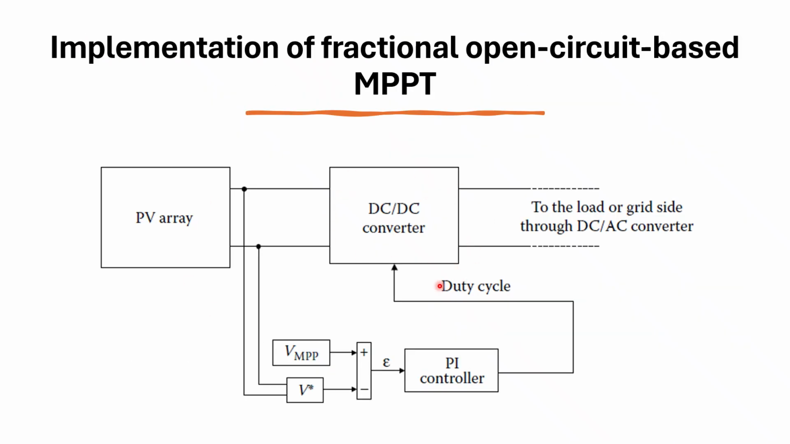This is how we try to implement the open circuit based MPPT technique. We'll have a PV array here, and a converter, and then we'll have the reference voltage and the actual voltage. This is compared, and we have the PI controller. Generally this array will never operate exactly at the maximum power point, so in order to match with that, the approximation has to be done. This controller corrects the duty cycle based on which the converter operates, and this is how the power is fed to the grid.